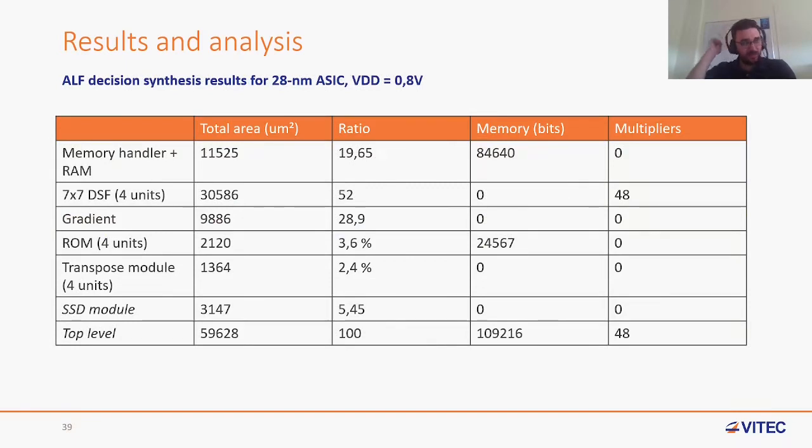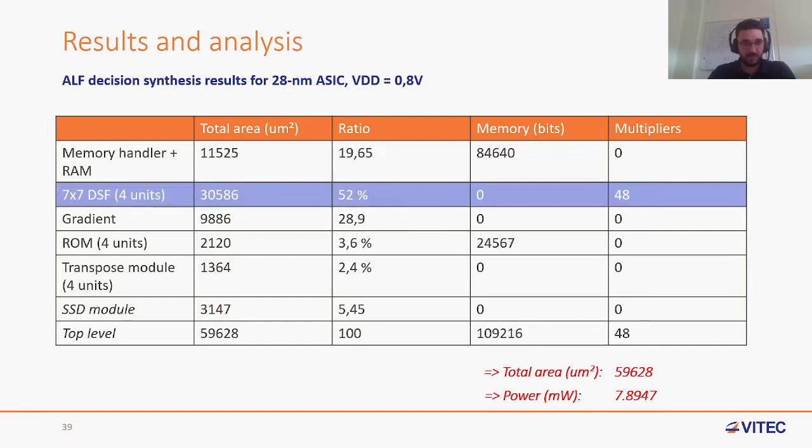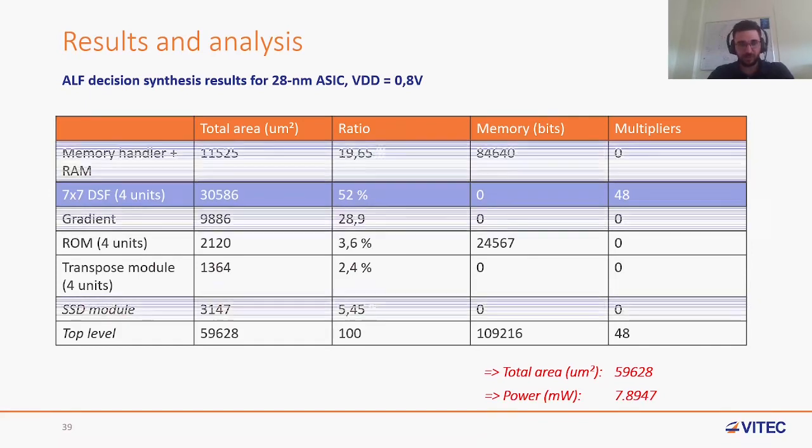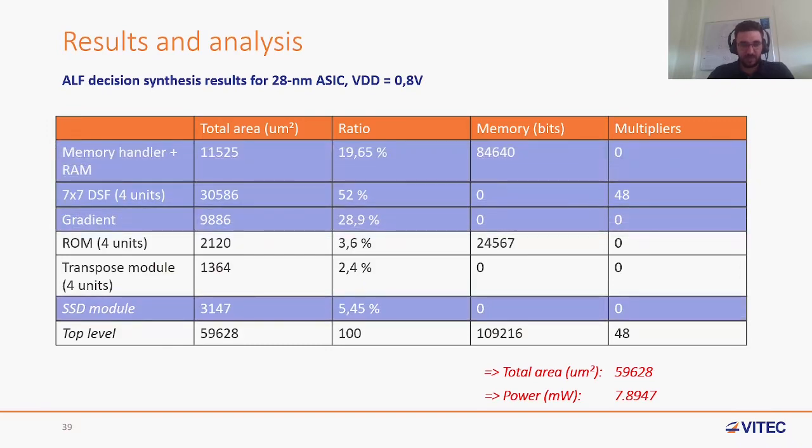The first phase, the ALF decision phase, is synthesized for the same environment as the filtering phase. The result showed that the total area consumed by the ALF decision is around 16,000 micrometers square of area, with a power consumption of 7.8 milliwatts. As we can see, most of the area is consumed by the 7x7 diamond shape filter, which has 4 units this time, in order to test 4 filters in parallel. This one consumes 52% of the total area, and the least consuming module is the SSD module, with around 5.5% of the total area.